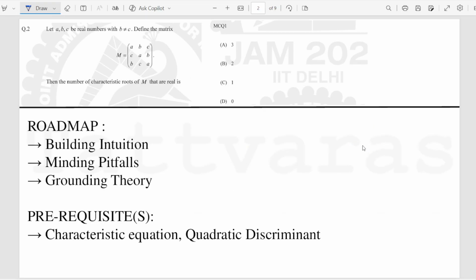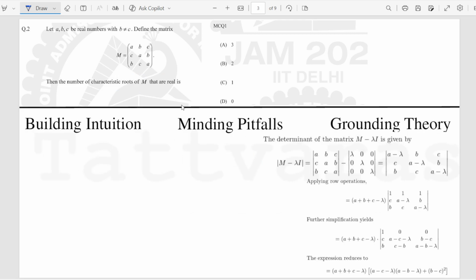Let's get started with this question, which is about characteristic roots, and eventually we will see it's going to be about the quadratic discriminant as well. The question is simple. You are given this general form of a matrix, and you are asked how many characteristic roots are real. Okay, let's get started.